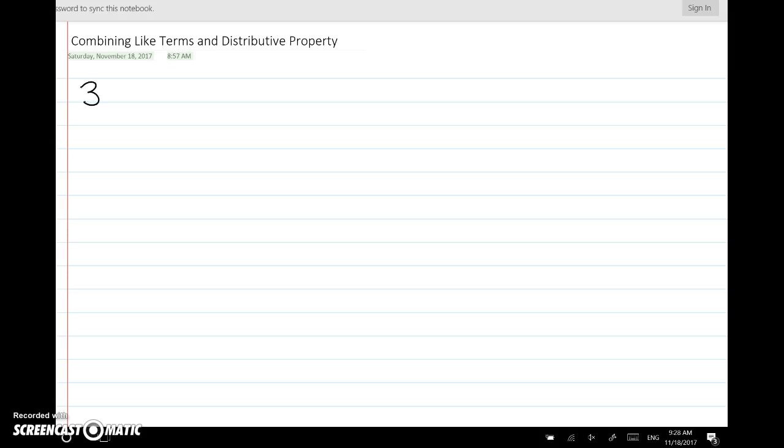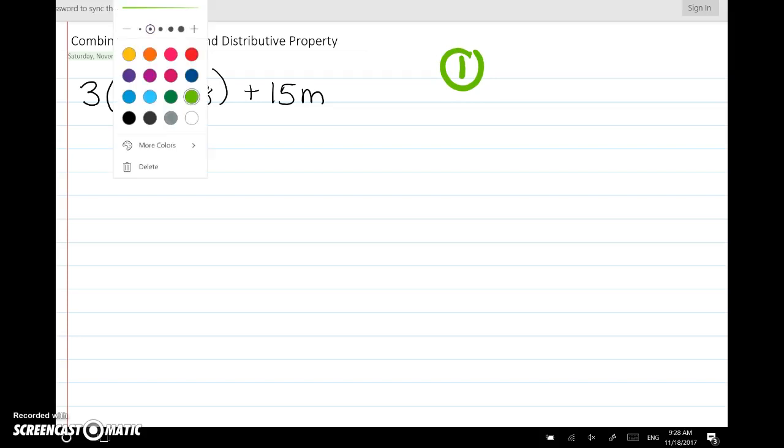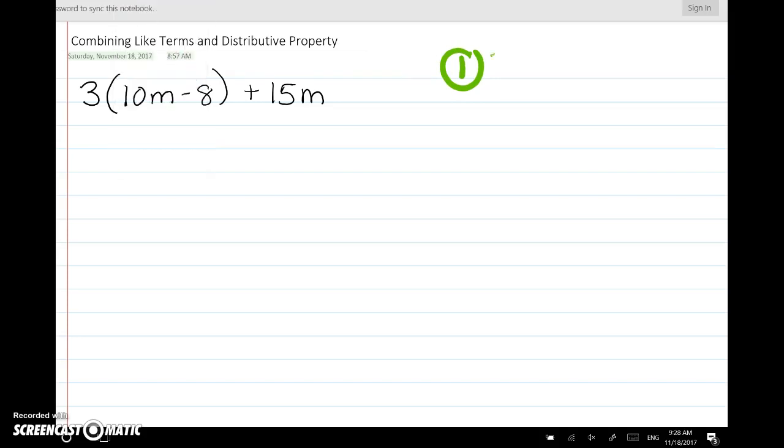So let's take a look at 3 times (10m minus 8) plus 15m. Step 1 is always going to be distributive property. We are always going to do this first.